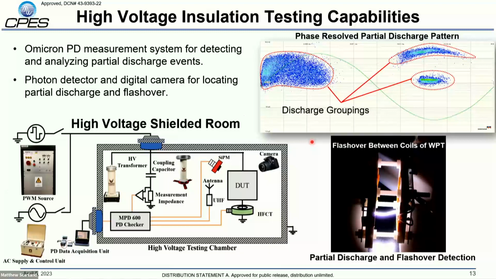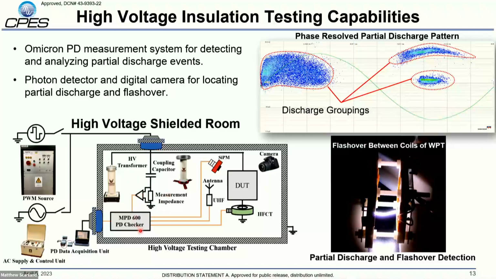And so a quick take on our test bed. All of our testing for high voltage is done inside of a shielded room. So we have an AC supply outside of the bay. We also have a plus minus 25 kV PWM source that we can use if we desire.